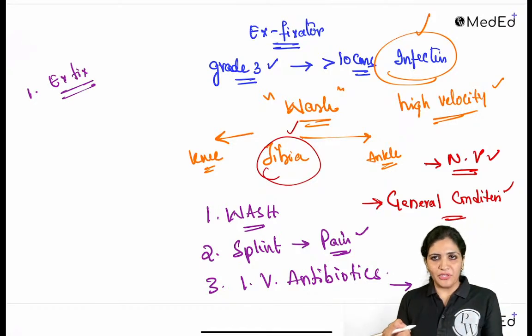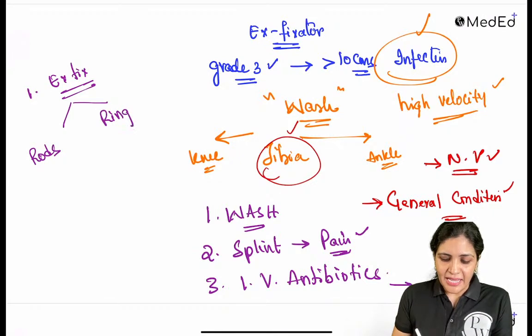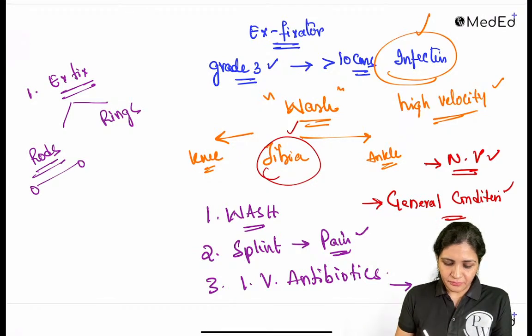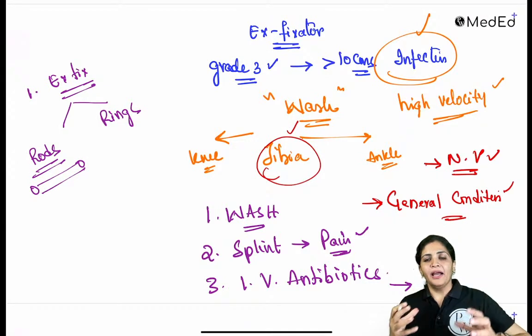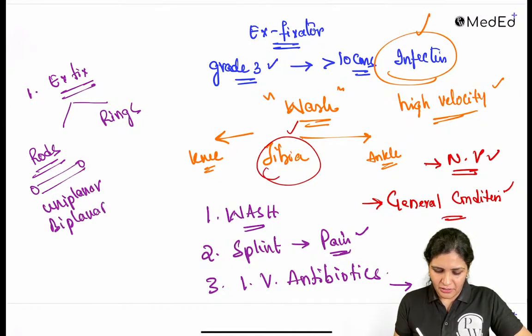In this particular question, because they have asked about X-fix, let us understand what the types of X-fix are. In X-fix, you have rods and then you have rings. In case of rods, there are various types: there is a uniplanar fixator, then you have your biplanar, then you have a multiplanar fixator.